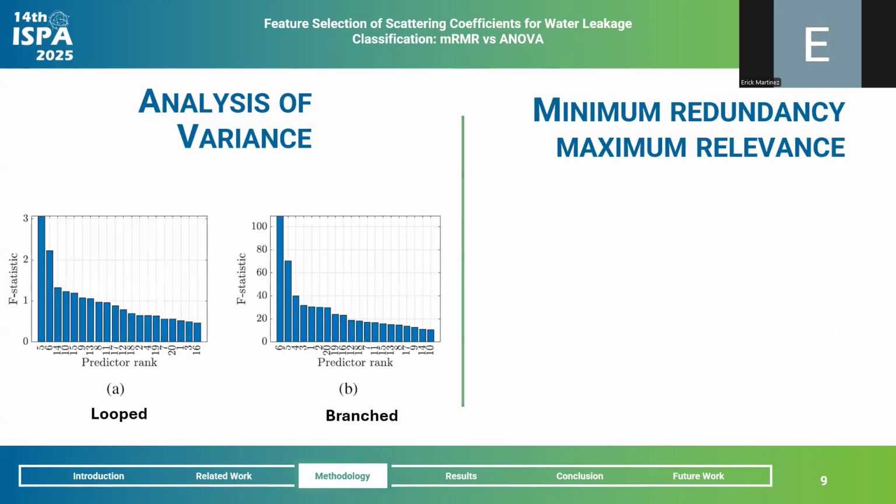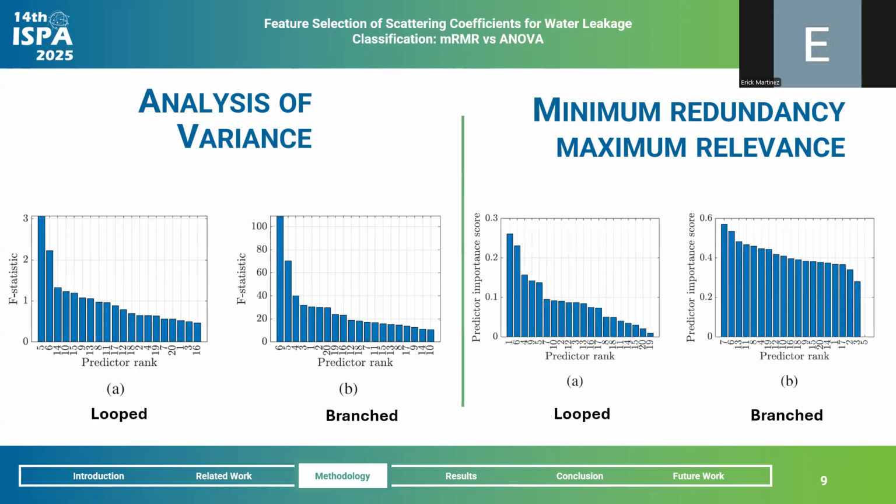Okay, so this is the scores that we get from each of the scattering coefficients for both the loop and branch water network for the analysis of variance results. And these are the rankings that we obtain with the minimum redundancy maximum relevance algorithm. If you compare the two, you will notice that some features have higher relevance than others. And this changes between the loop and branch water networks, and also between using the analysis of variance criteria versus the minimum redundancy maximum relevance criteria.